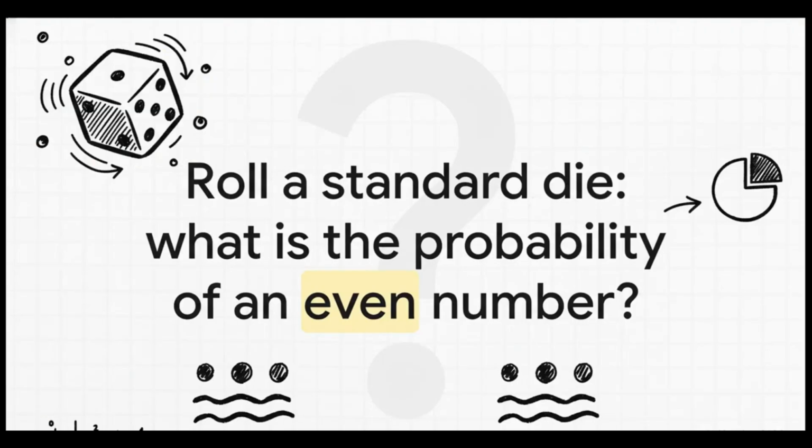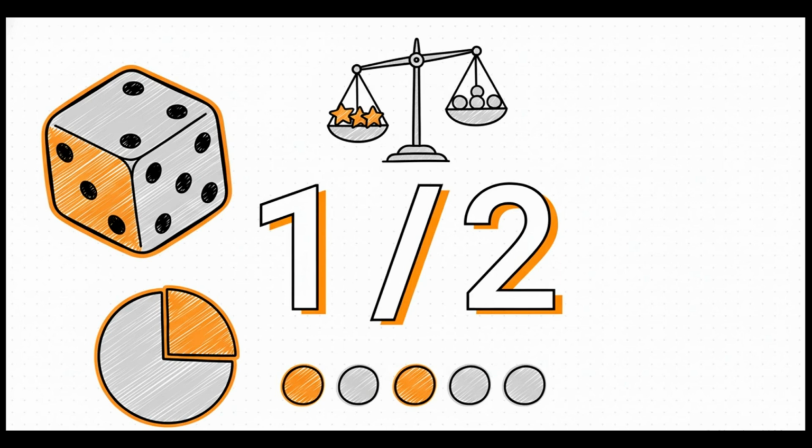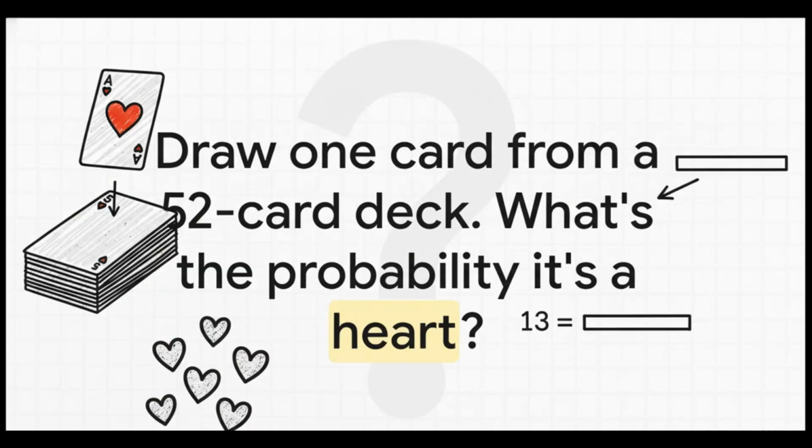Okay, first one. You roll a standard six-sided die. What's the probability you get an even number? Well, how many outcomes do we want? 3, right? A 2, a 4, or a 6. And how many total outcomes are there? 6. So it's 3 divided by 6, which simplifies to 1/2. A 50% chance. Easy.